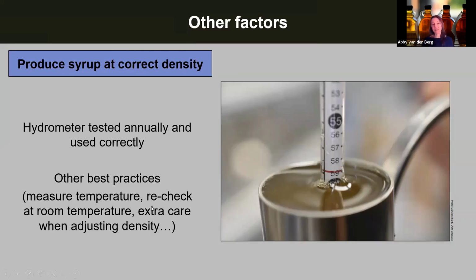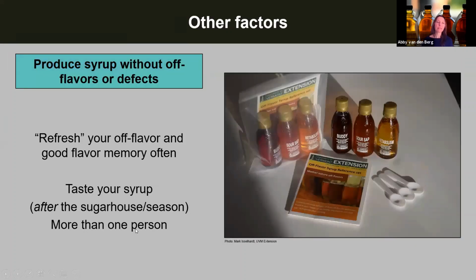And take lots of extra care when adjusting density. Anybody that's ever adjusted density knows that this is a really big pain. It's very difficult to get things to mix accurately. And there are lots of tools and tips for doing that. The best places to look are the Candy and Confections Notebook from New York State, or also the new edition of the North American Maple Producers Manual, which is coming out, which has some great tips and very well written passages about how to do this well.